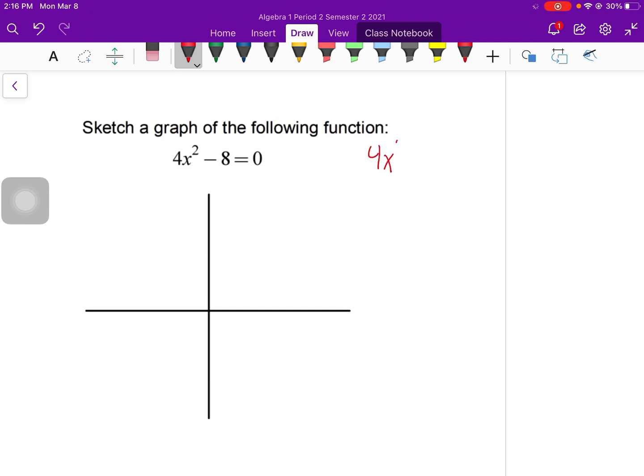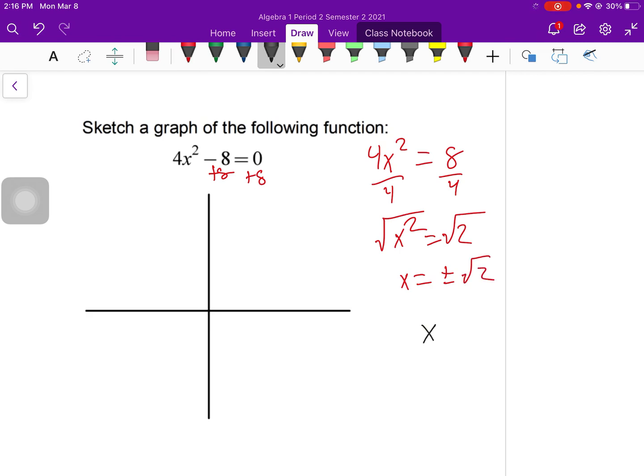But if I add 8 to both sides, I can get 4x squared equals 8. Divide both sides by 4. I've got x squared is equal to 2. And then I can take the square root of both sides. X is equal to plus or minus the square root of 2.